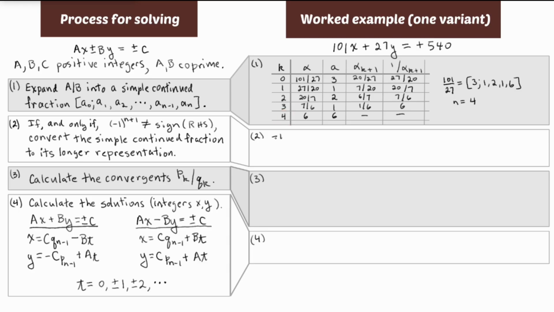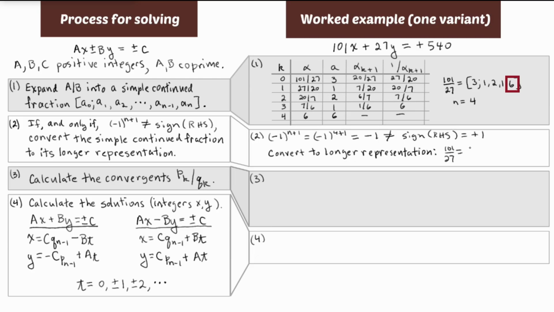In step 2, we calculate minus 1 raised to the n plus 1 power. It equals minus 1 to the 4 plus 1 equals the 5th power. This equals minus 1, which does not equal the sign of the right-hand side of the equation we're solving. That is positive 1. So we have to convert the simple continued fraction to its longer representation. To convert it, we subtract 1 from the last term, so we take 1 away from 6 and get 5, and we append a 1 at the end. The longer form, therefore, is 3, 1, 2, 1, 5, 1. There's another video about the shorter and longer representations if you're interested in more information.